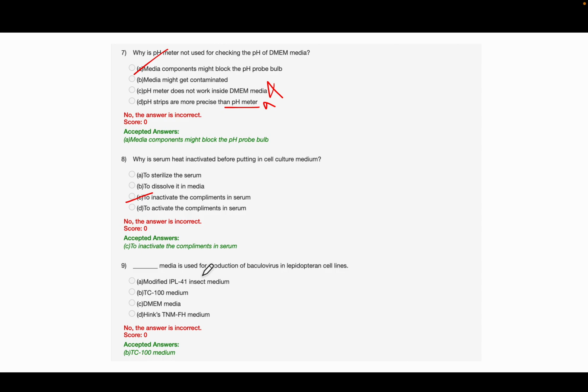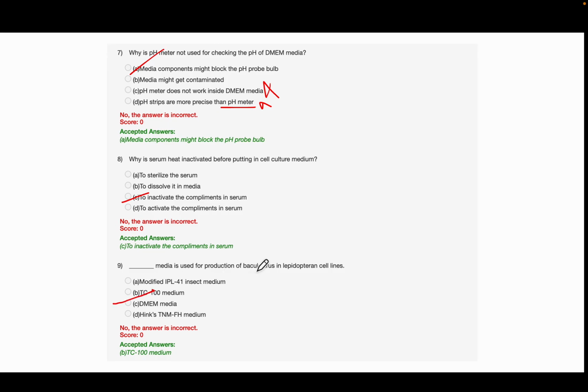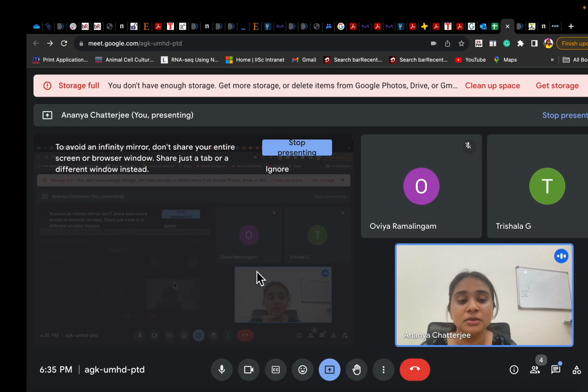What media is used for production of baculovirus in a Lepidopteran cell line? You have to remember this, it was TC100 media. There was one chart in last year's last class session, and it was written there.